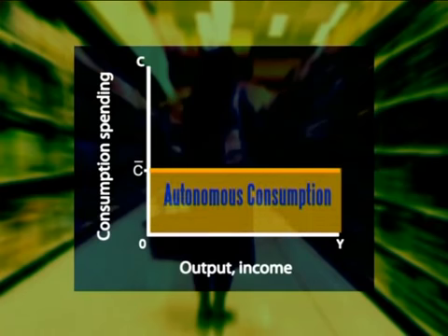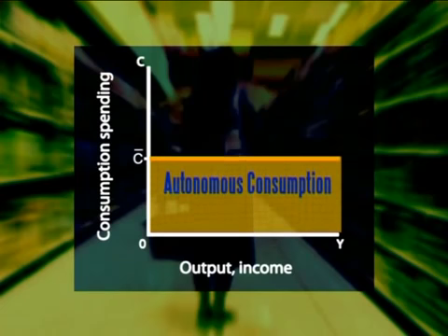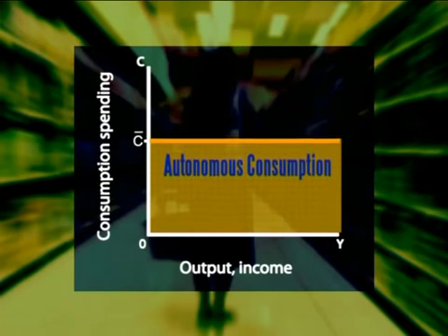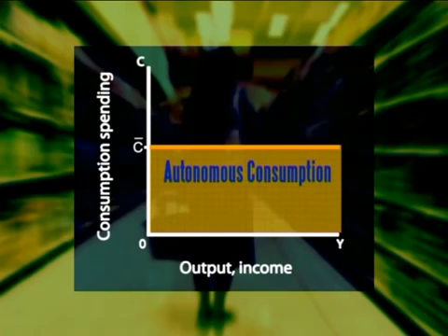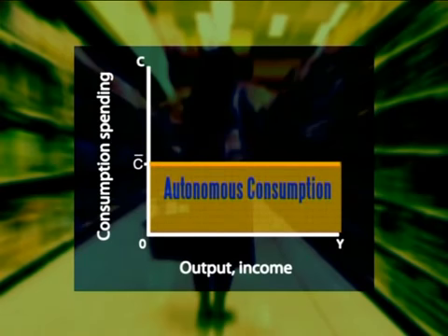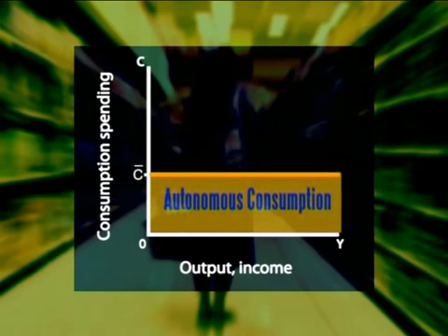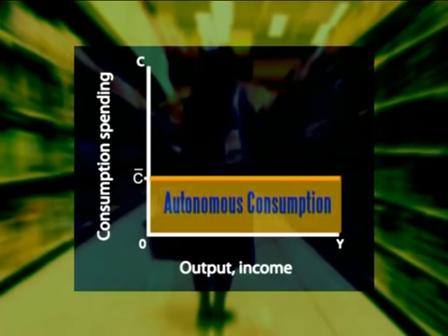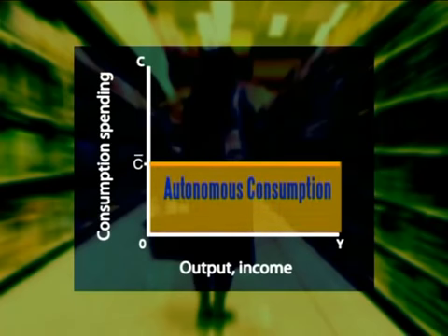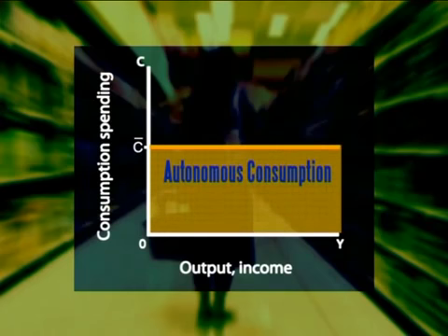A change in autonomous consumption spending changes this vertical intercept. For instance, an increase in household wealth, and note I say wealth, not income, perhaps because a good investment has paid off or an inheritance has come through, will cause that household to increase their autonomous spending pattern. This is indicated by a higher vertical intercept.